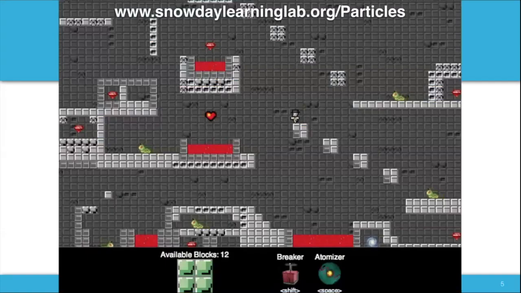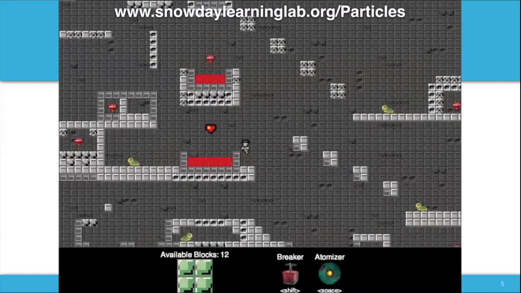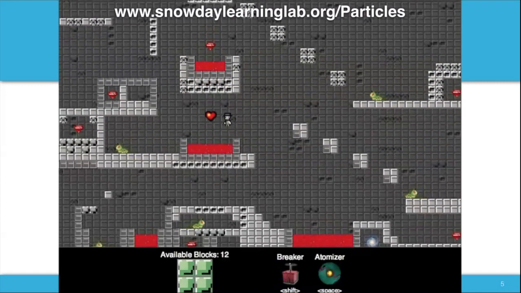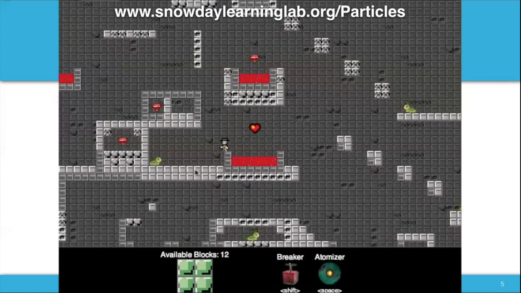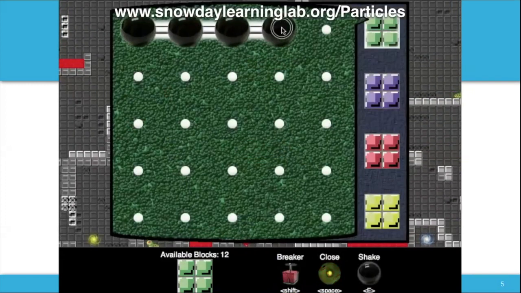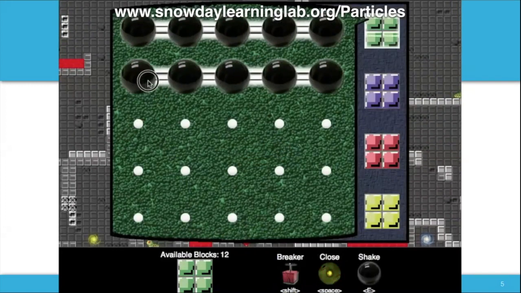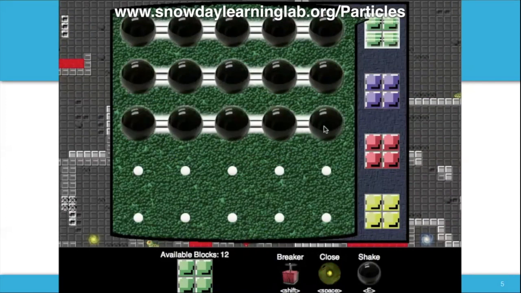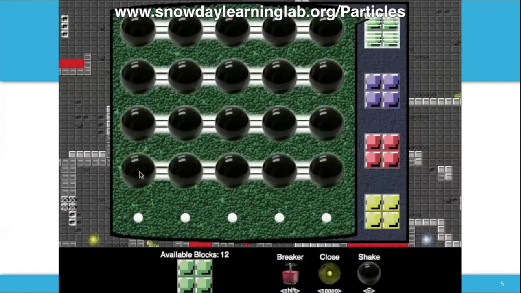To test this, we created a game called Particles. Particles is a platformer where, like most other platformers, the goal is to get your character from one point in the level to another point in the level. But it's different in that the player actually has an opportunity to redesign the game level as they play through it. And they do this by adding and removing bonds between atoms in this construction space to create different types of molecular structures.